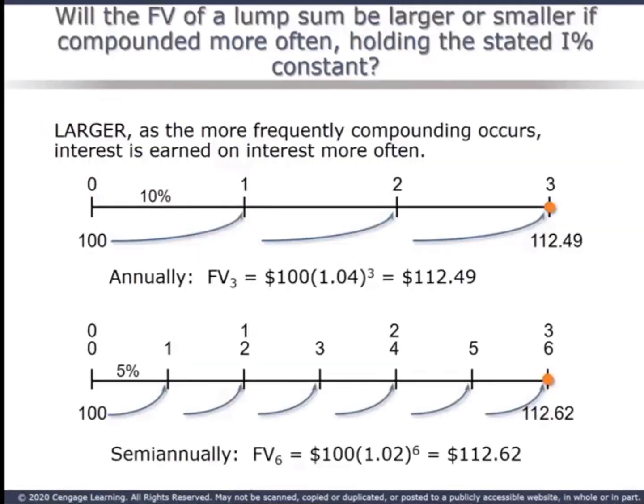Let's talk a bit about interest rates, how they're quoted and used in TVM calculations, and the impact of the compounding period. The question here is, will the future value of a lump sum be larger or smaller if compounded more often, holding the stated interest rate constant? This is meant to address the power of compounding. The more frequently interest is compounded, the higher the future value.